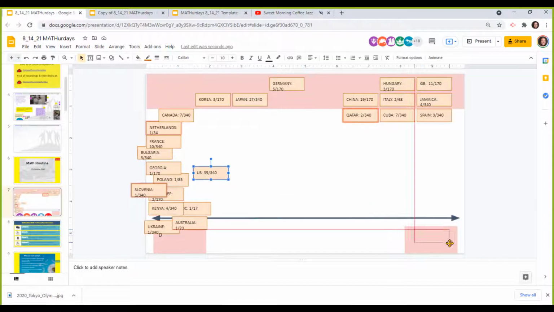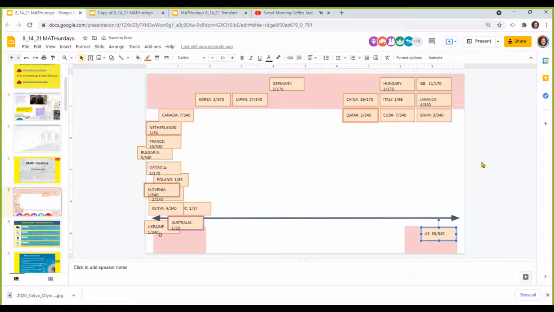So I'm going to change this endpoint to the right, to the US. 39 of 340 is all the way to the right. Where would the others land?